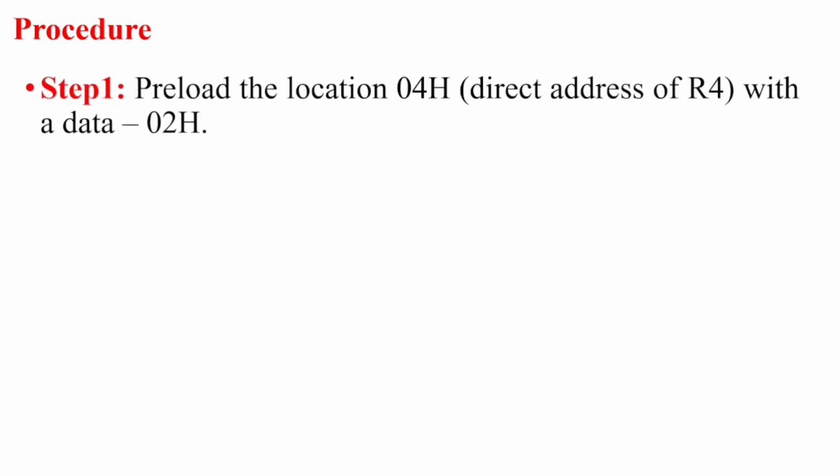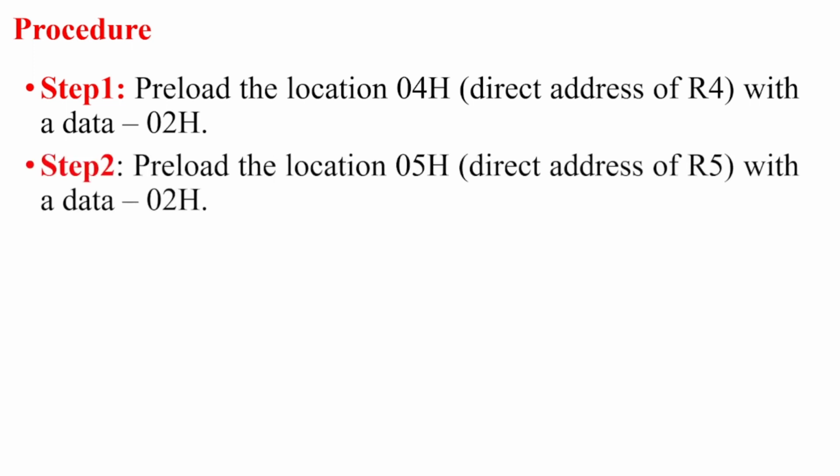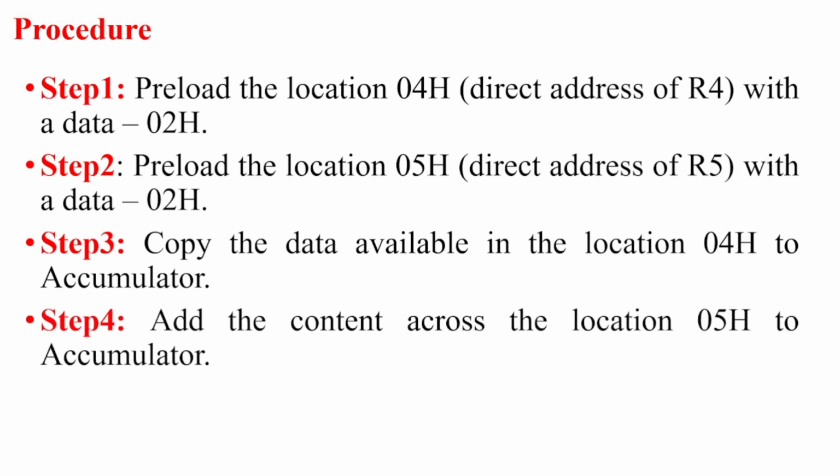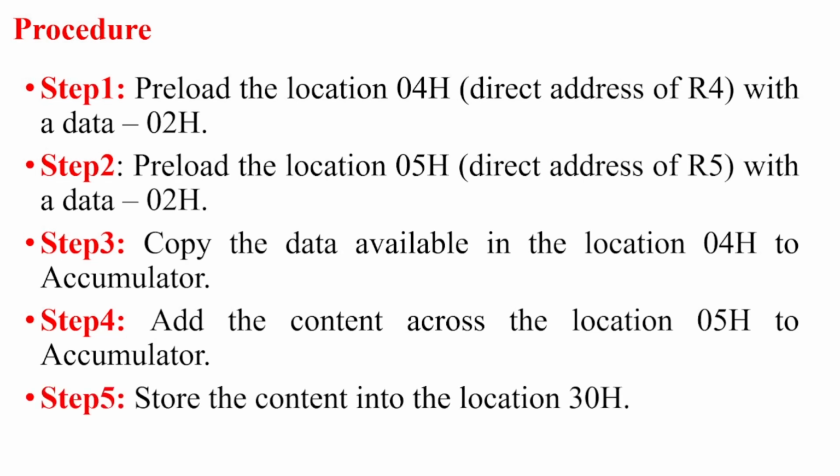Load the location 04H, direct address of R4, with a data 02H. Load the location 05H, direct address of R5, with a data 02H. Copy the data available in the location 04H to accumulator. Add the content across the memory location 05H to accumulator. Store the content into the memory location 30H.